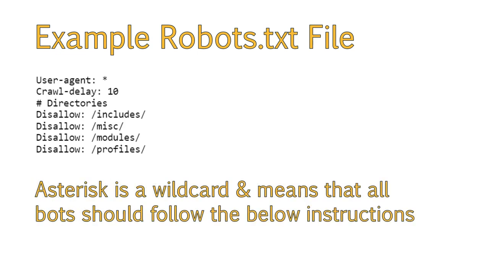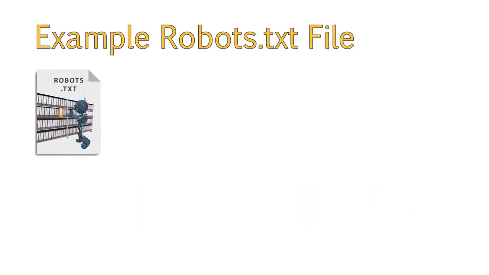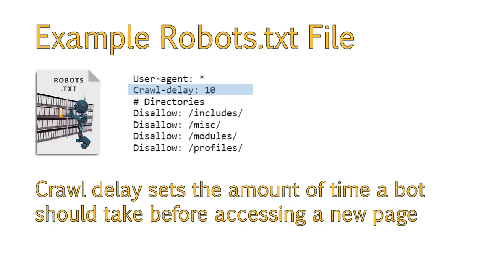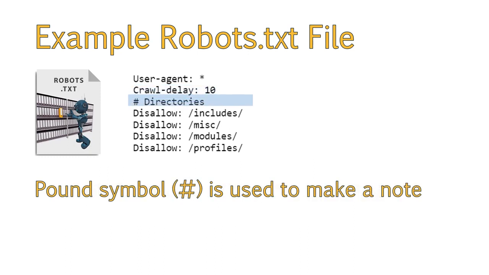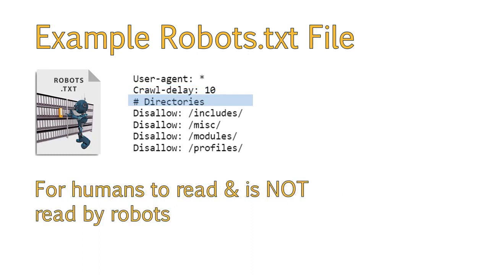The asterisk works as a wildcard and means that all robots should follow the below instructions. The crawl delay sets how many seconds a robot should take before accessing a new page on your site. This can help prevent overload of server resources, which may crash your website. The pound symbol, or hashtag, is used to make a note. This is for humans to read and is not read by robots. In this example, it's a note by the webmaster to remind himself or other webmasters that the below items are specific directories of the site.